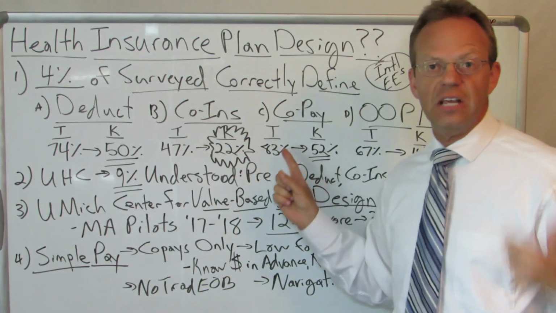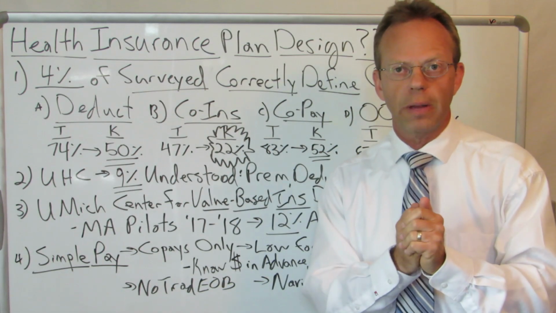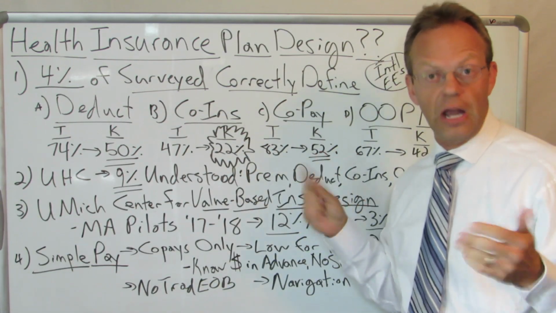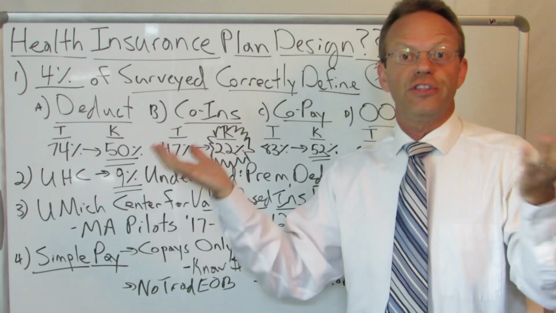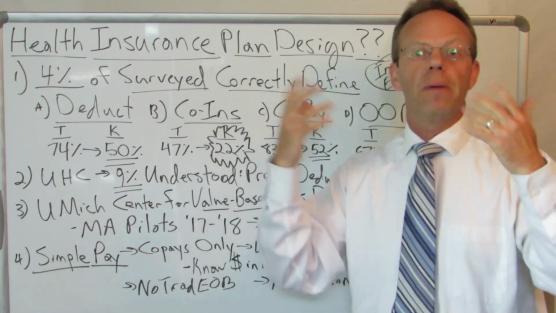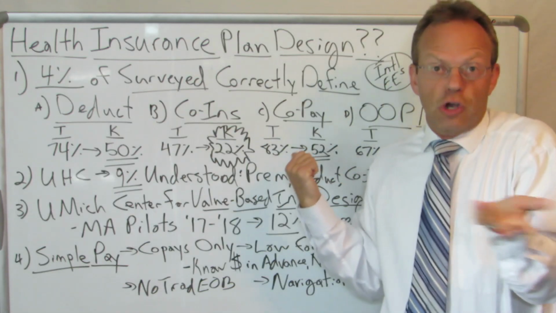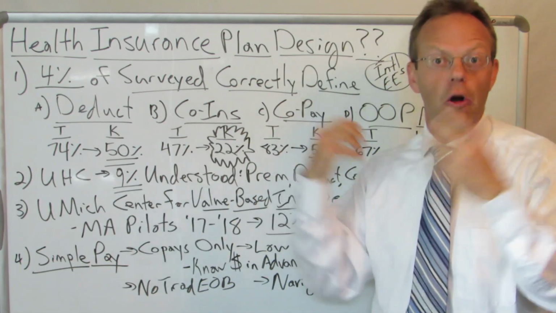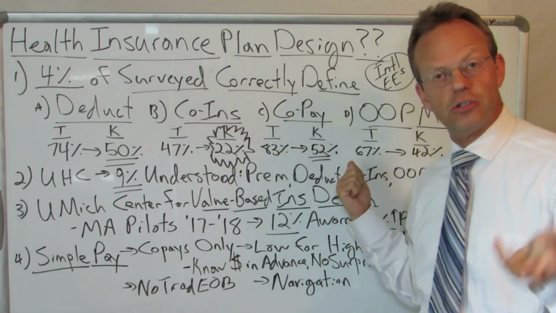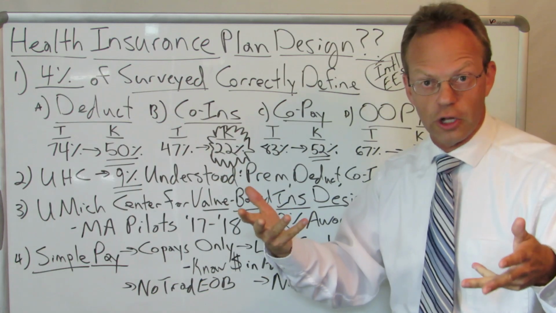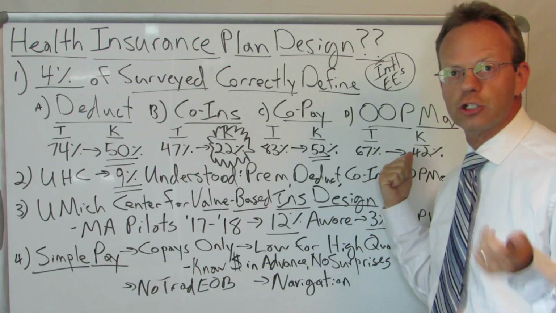Okay, for copays, this was the best one. So 83% of people thought they understood what a copay was. And 52%, about half the people, actually did. So just know, copays did the best. Of everything, people understand copays more than they understand anything else, more than deductibles, more than co-insurance, and only just over half of people understand what a copay actually is. Okay, out-of-pocket max, 67%, so about 2/3 thought they understood what an out-of-pocket max was, but only 42% actually did.